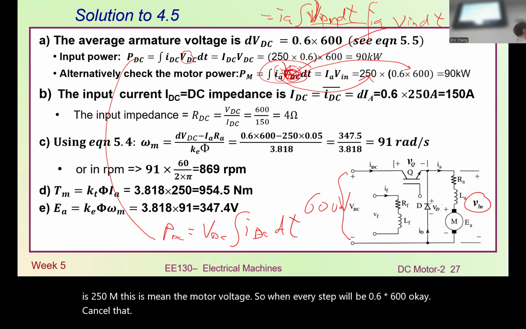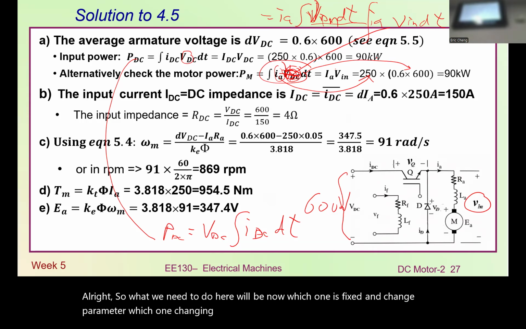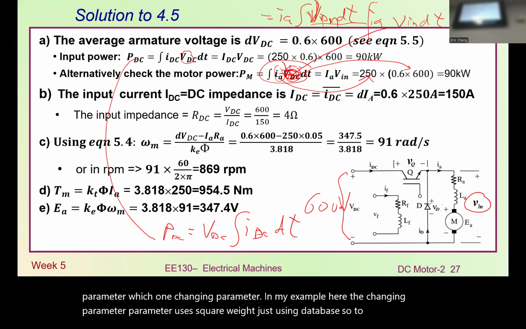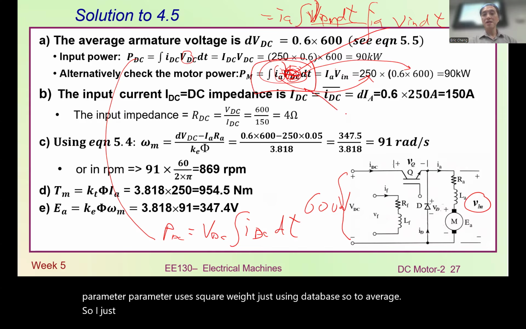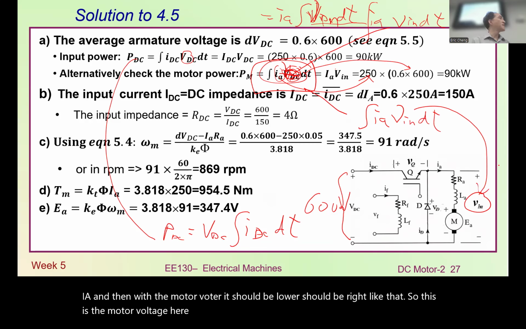All right. So what we need to do here is know which one is the fixed parameter and which one is the changing parameter. In my example here, the changing parameter uses square wave, so we just use duty ratio to average. I just wrote it down carefully, I will update it later on. So the power equals IA, and then with the motor voltage, it should be like that. So this is the motor voltage here.